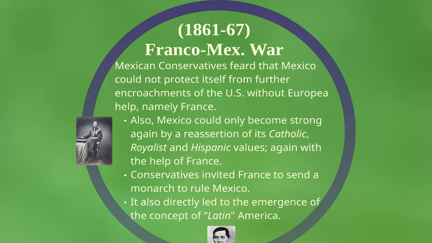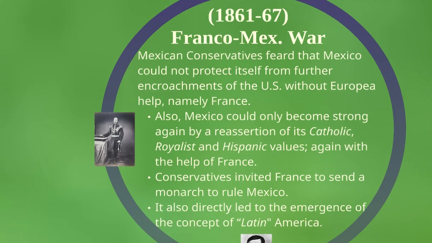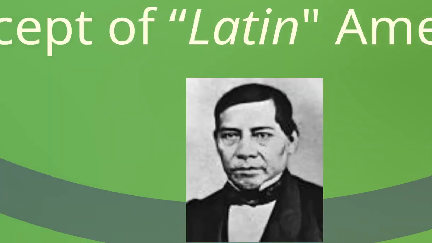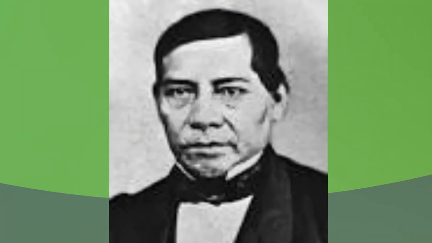Conservatives invited France to send a monarch to rule Mexico. It also directly led to the emergence of the concept of Latin America. The man who came was an Austrian Archduke named Maximiliano, or Maximilian, who, even though he was invited by conservatives, was himself pretty liberal. He believed in constitutional monarchy, checks and balances, human rights, but he failed. Once the Civil War ended, Napoleon III withdrew his troops and left Maximilian to be apprehended and executed.